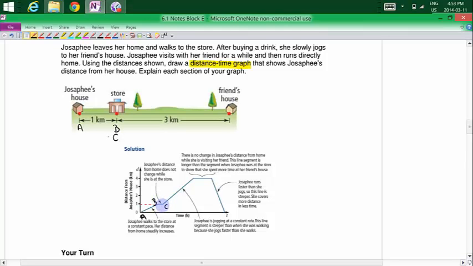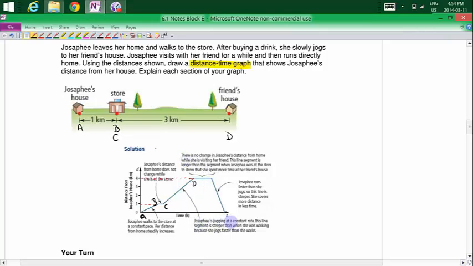Then we know after she buys the drink that she jogs slowly to her friend's house. Okay, so that would be the next part of the curve. So we go a steeper curve then from A to B, because from A to B she's walking. So from C to D she's jogging. So the slope should be slightly at a higher incline. And we'll draw the line on here to D. And because she's at her friend's house, we now know the total distance is 4 kilometers. So if I draw a line across here, you can see that we're at 4 kilometers, right?